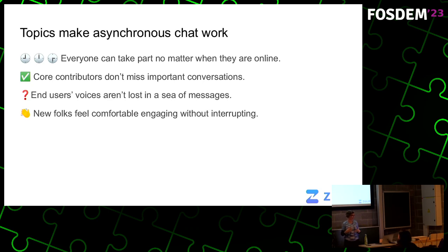So topics really make asynchronous chat work. We now have folks all over the globe who can participate with more contextual feedback when they're online. So again, if they really care about that bouncy castle conversation that happened, they can still jump in and add their feedback there. Again, we make some space for people whose voices might get lost, new folks, end users. And so chat becomes more useful for them.